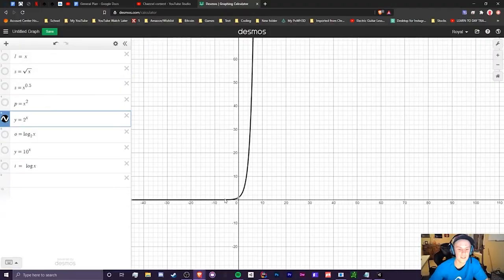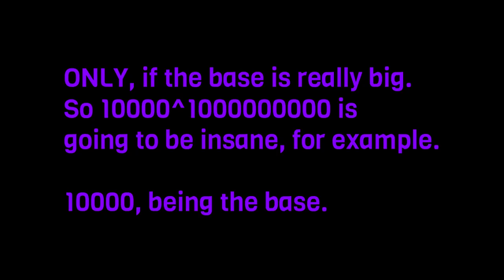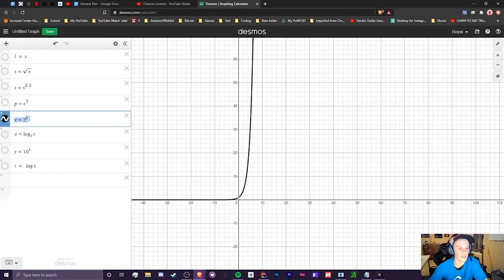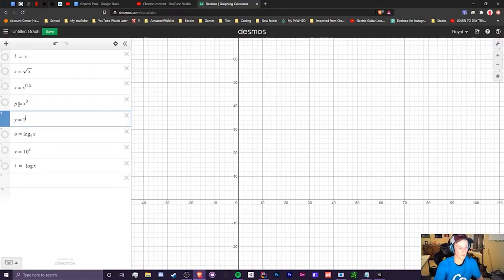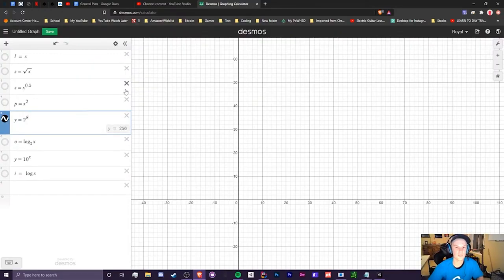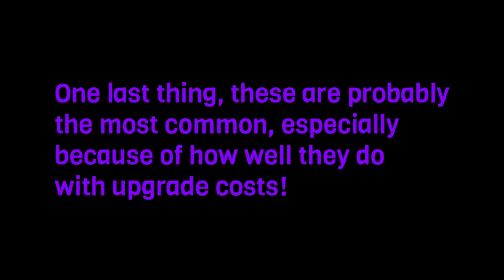Okay, so next is the exponential equation. This one you've got to be kind of careful with, because if x is too large, it'll pretty much explode. This equation is telling us that for every x, y is going to be doubled. If we do 2 to the power of 2, it's going to be 4. If we do 2 to the power of 8, it's going to be 256. So it grows really fast.